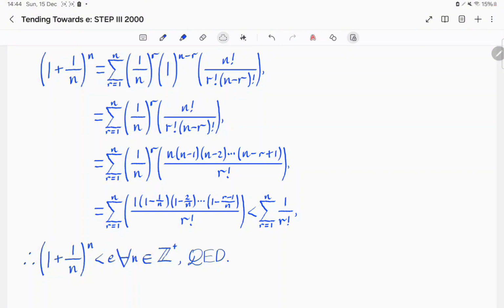This is less than the sum from r equals 1 to n of 1 over r factorial, and therefore (1 plus 1 over n) to the power of n is less than e for all n that are positive integers, as required.